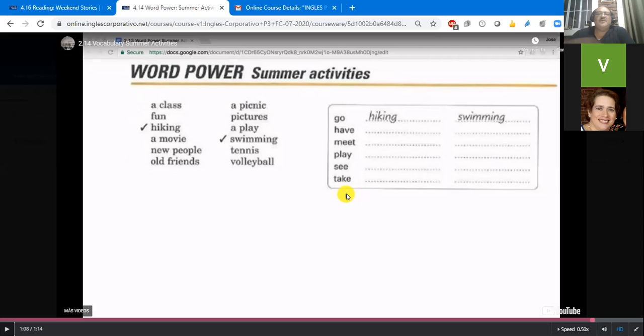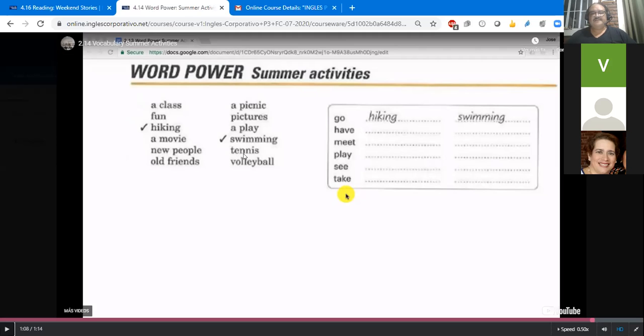Okay. And when we use play. Play volleyball. Play soccer. Play tennis. Play video games. Play cards. Teacher, you play dance? No, that would be go dancing. Oh, go dancing. Yes, go dancing. Play a movie, play music, play some music. Play basketball. All right. Play football. Now, what about see?